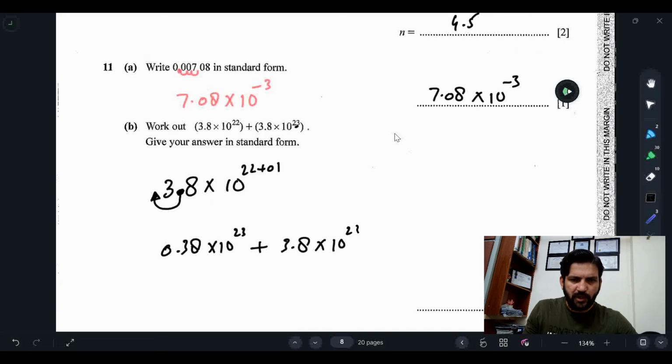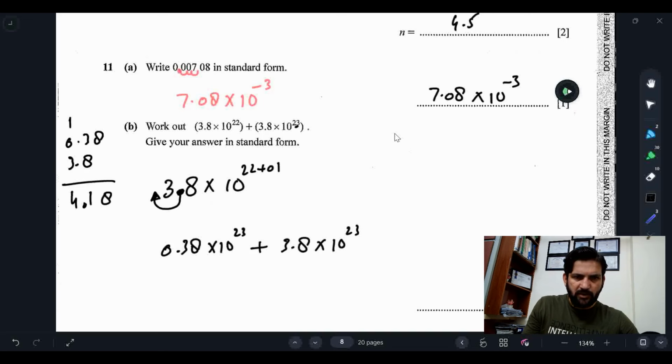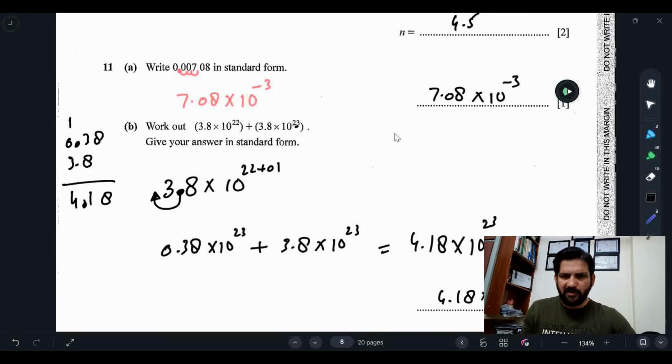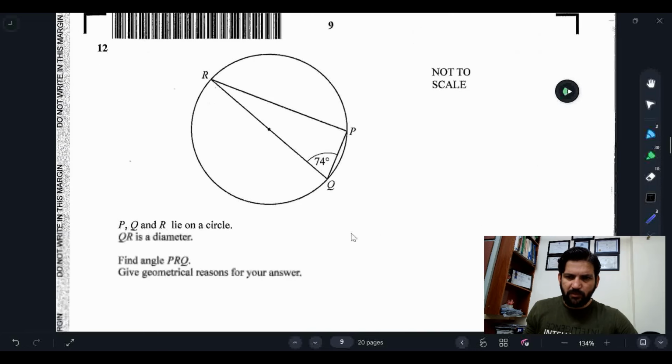So 0.38 multiplied by 10 raised to the power 23 plus 3.8 multiplied by 10 raised to the power 23. Now if we add these two, 3.8 and 0.38, the answer will be 4.18, with the decimal point over here. So the final answer will be 4.18 multiplied by 10 raised to the power 23. This will be the final answer. I hope that the concept is clear. Let's move to the next one, question number 12.